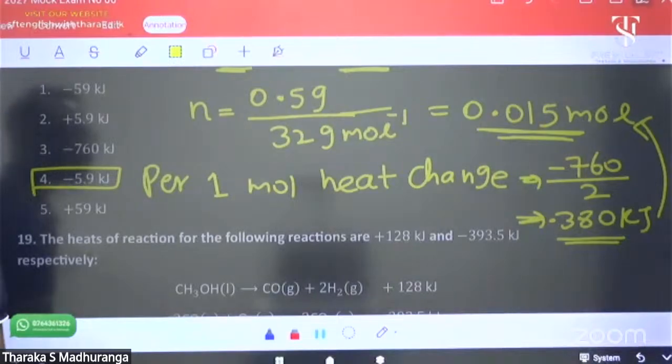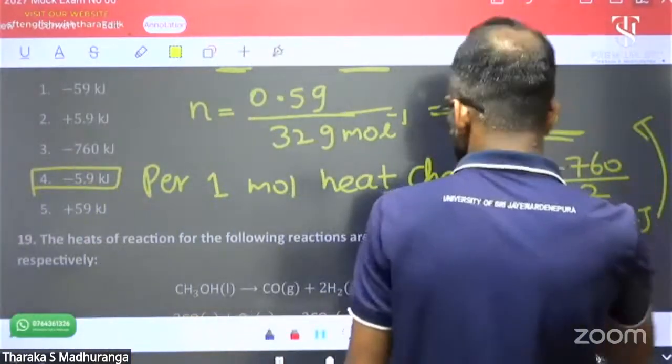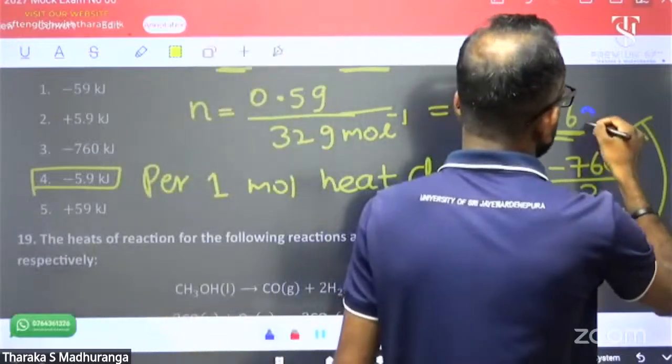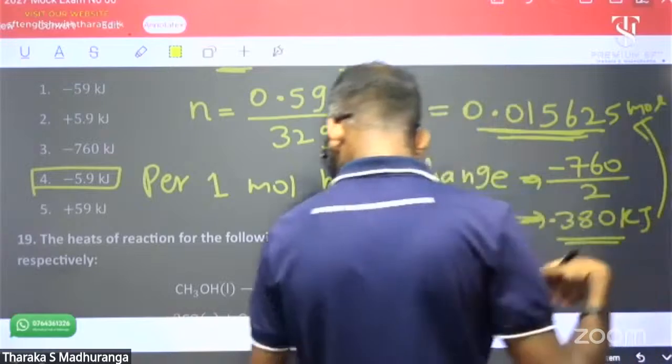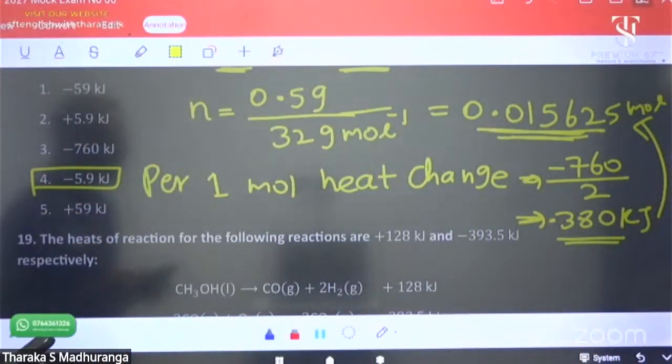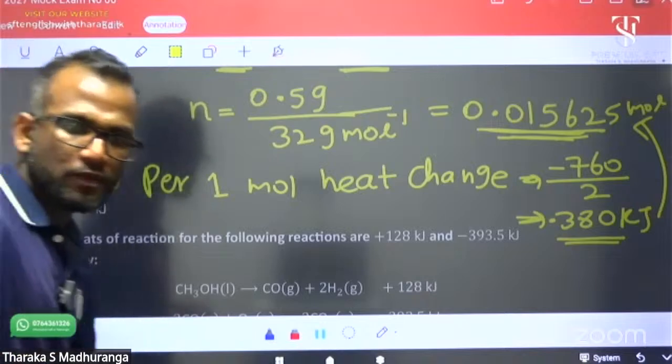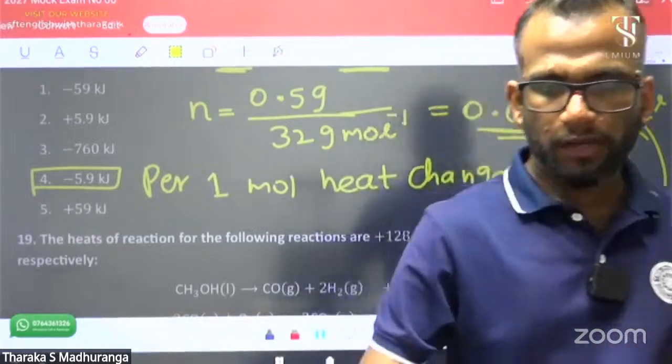If you put the full-length value here, the answer will be right. 0.015625 moles. Let me check. Yeah, now correct. Minus 5.9. Good.